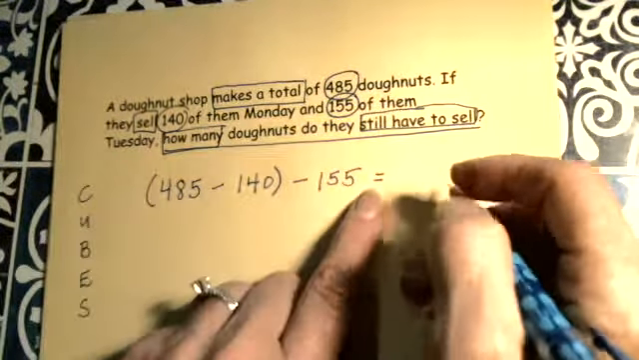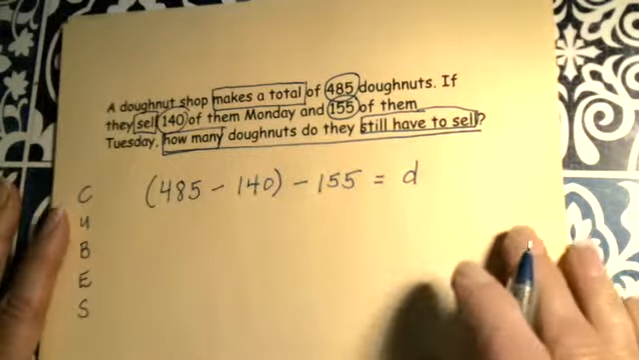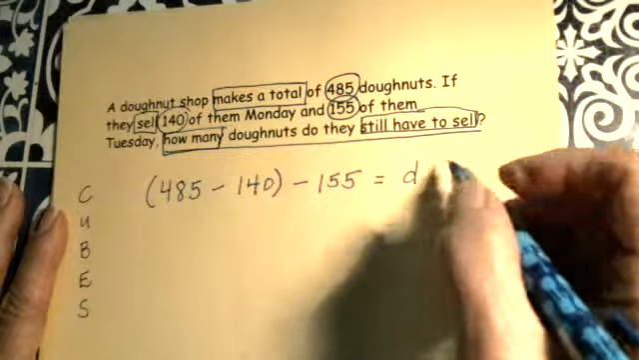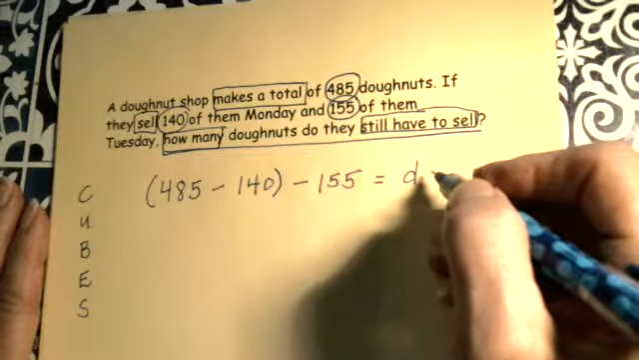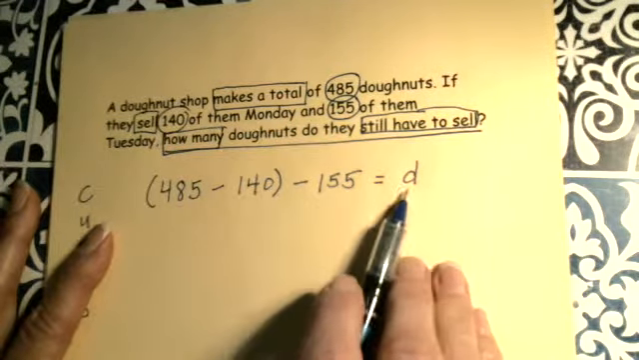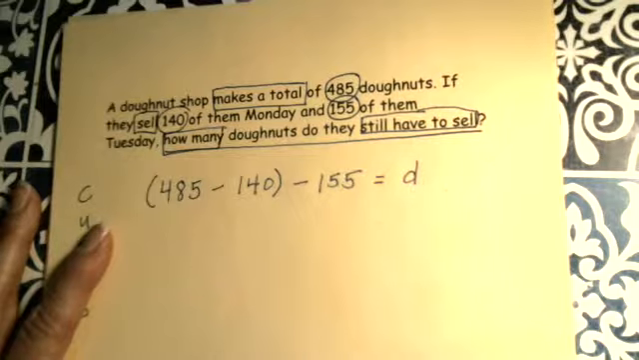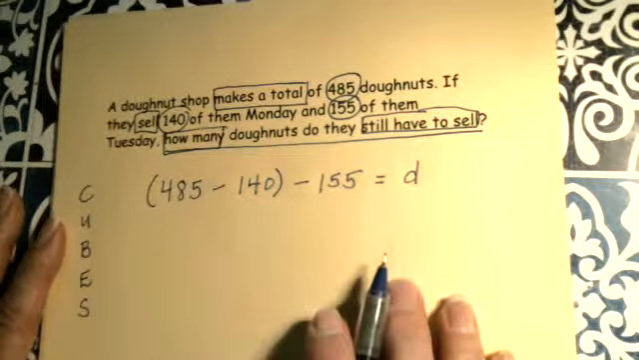That's going to give us, I'll put a D at the end to stand for how many donuts do they have left. And this is an equation, and this letter is standing for the missing information. And you'll see that a lot. It doesn't matter what letter they use. I just put a D for donut. Okay, so now I'm going to show you some ways to subtract.